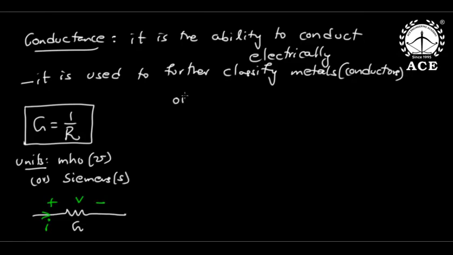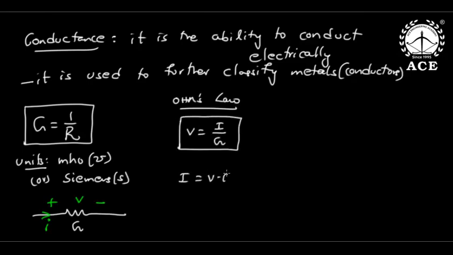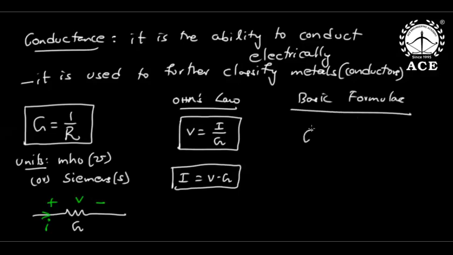Now Ohm's law. Because it is an inverse relation to resistance, here V equal to I by G, or I equal to V into G. Then the basic formula. There, for a resistor, we wrote R equal to rho L by A. Here it is A by rho L. But 1 by rho is what? Sigma. Sigma A by L. Because 1 by rho is called sigma.